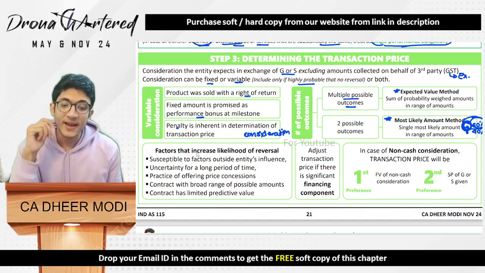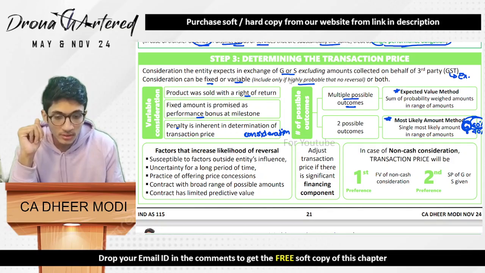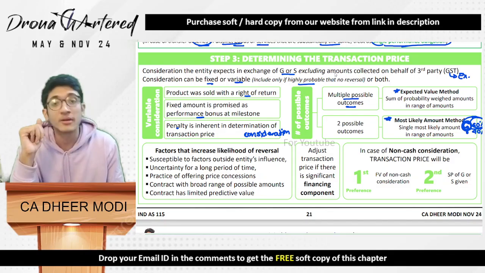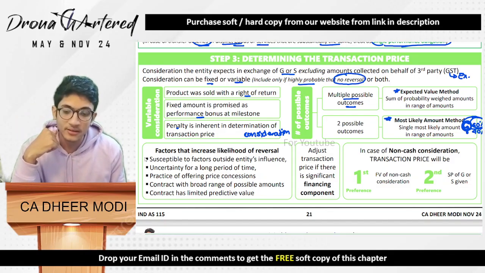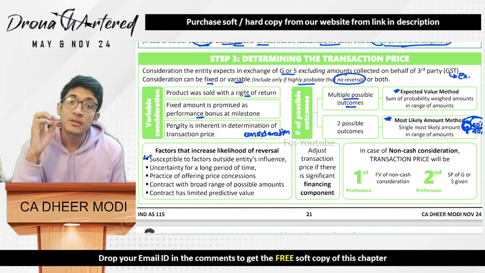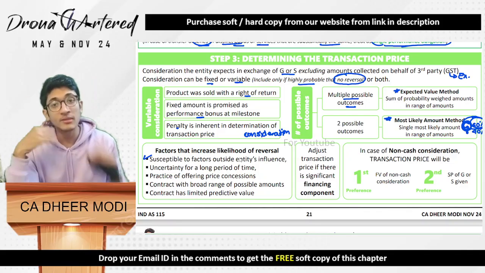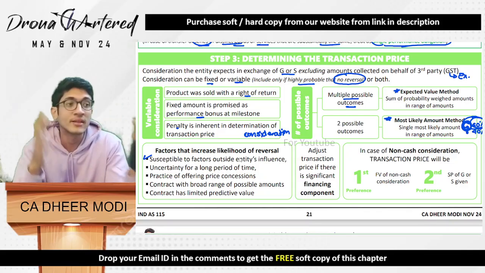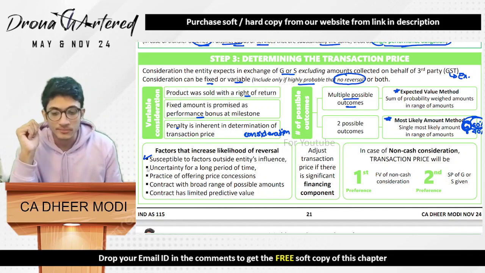Now, what are the factors that increase the likelihood of reversal? Because over here, if you realize, we were saying that include only if it is highly probable that there will be no reversal. Now, how do you determine whether there will be reversal or not? So, what are the factors? First is it is susceptible to factors outside the entity's influence. That means something that the entity cannot influence. Say, for example, some factor related to whether this government wins or not. Now, that is something the entity cannot control.